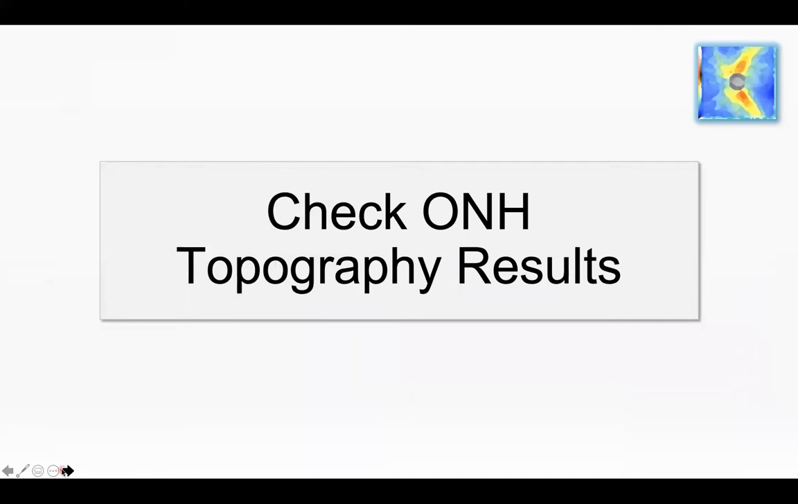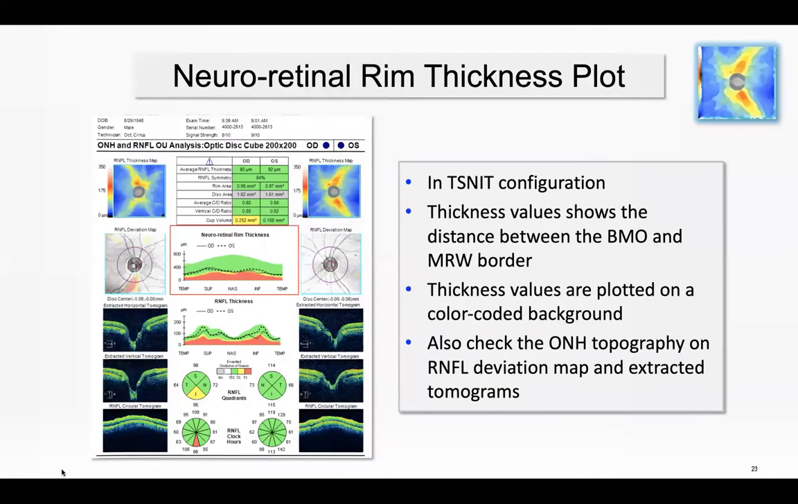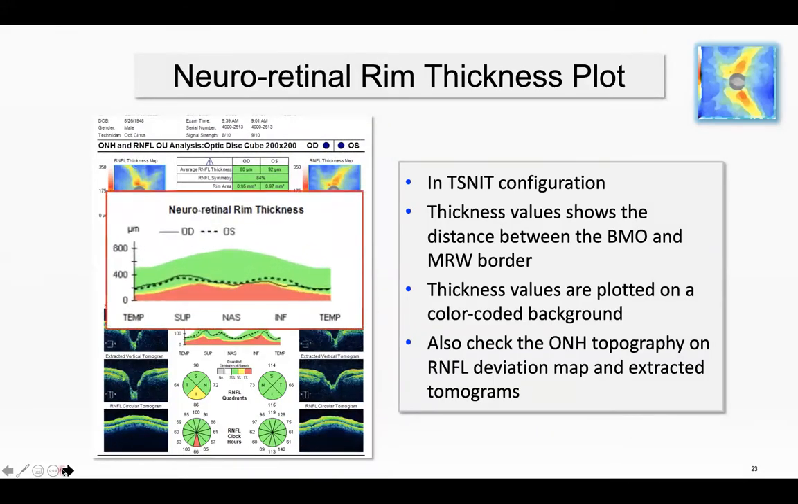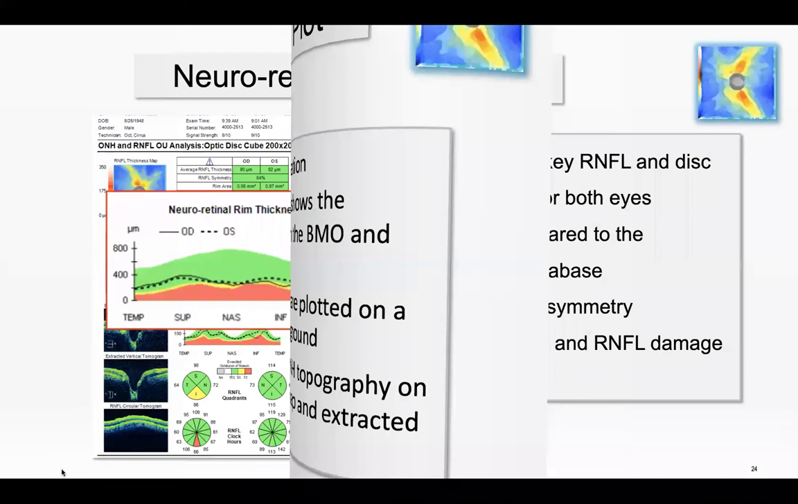After we check the RNFL, we look at the optic nerve topographic data. We have the neuroretinal rim thickness graph, which is also in the T-SNIT configuration. The thickness values show the distance between the BMO, which represents the border of the optic nerve head, and the minimum rim width border, which represents the border of the optic cup. We also check the extracted tomograms to see the optic nerve anomalies, cup depth, and centration.